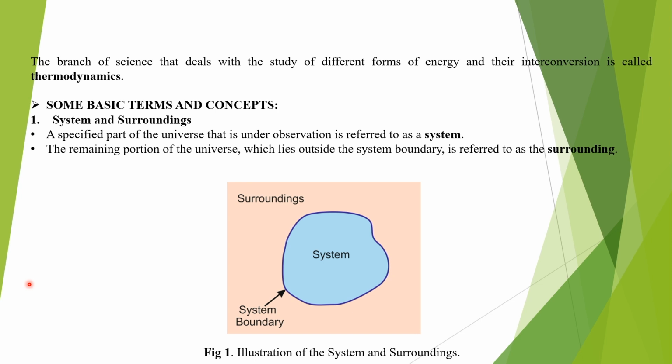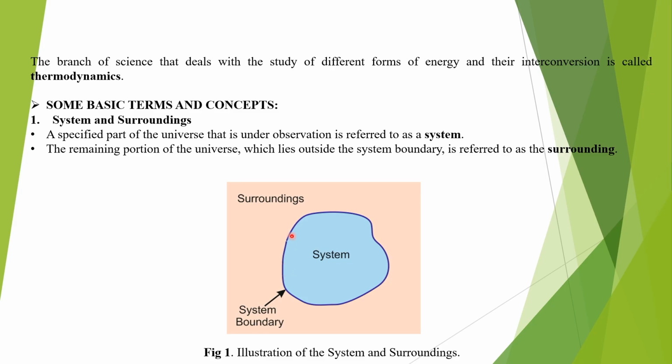Some basic terms and concepts. In thermodynamics we always talk about system and surroundings. What is a system? A system is a specified part of the universe. Here you can see the blue color, that is under observation, and is referred to as a system. The remaining part of the universe which lies outside the system boundary is referred to as surroundings.